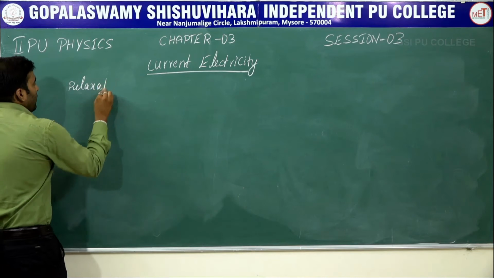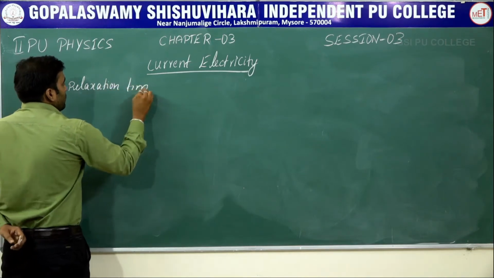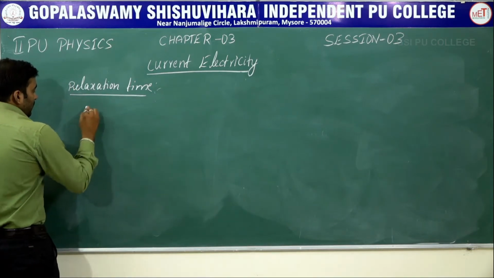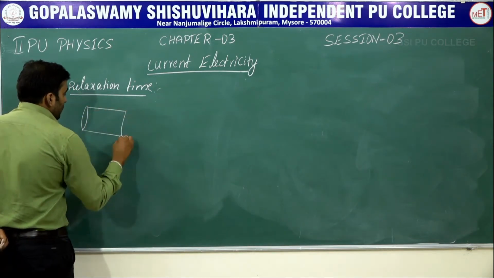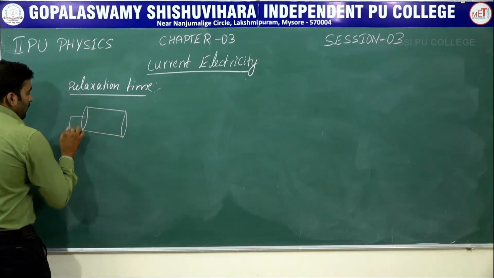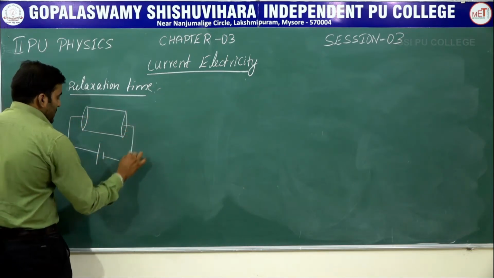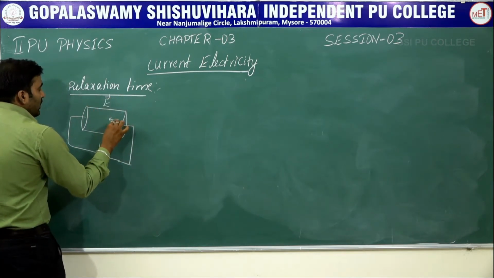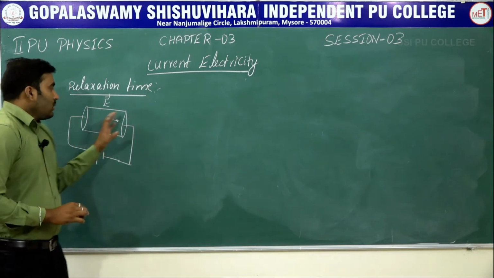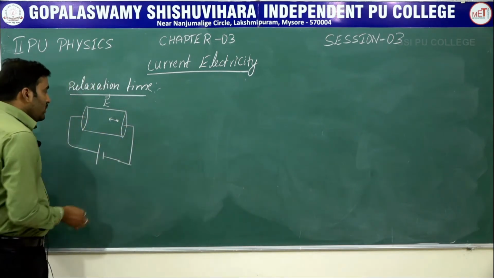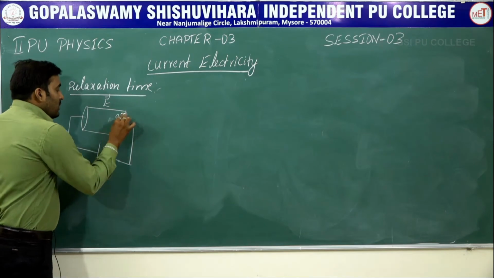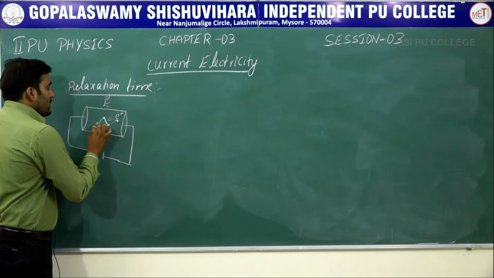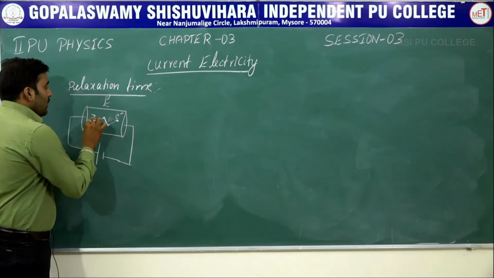We have to define what is relaxation time. So we know that in a conductor, when the electric field is applied across it, the electrons will be drifted in the positive direction. This is the thing we know. So electrons, while moving, undergo collision with some of the positive ions, also with atoms.